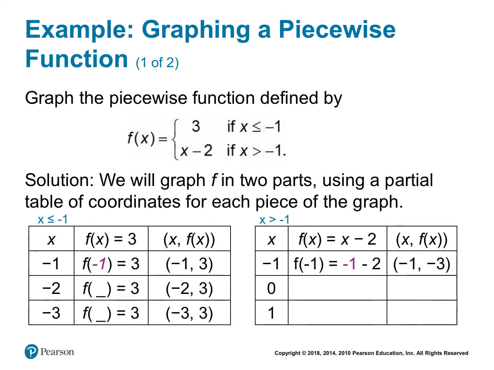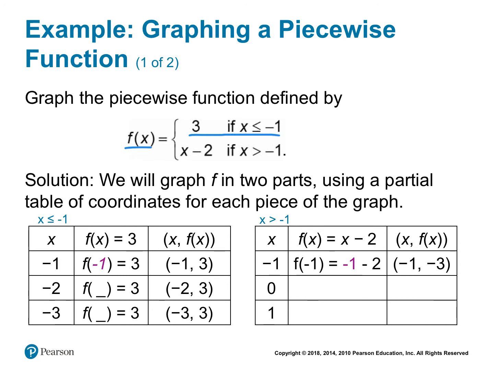Okay, now we're going to be looking at a different piecewise function. We're going to try to make a graph for this. So in this one, our two equations are f of x equals 3 and f of x equals x minus 2. So one way to do this, if you know your slope-intercept form, we could work on that, but we're going to be using a table instead. So we're going to graph f in two different parts. So first we're going to look at this equation.